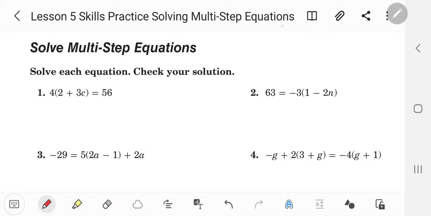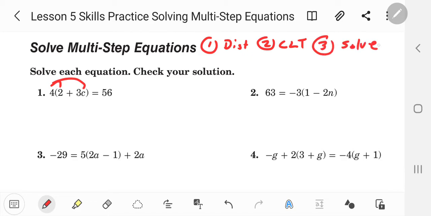All right, here we go. So the 6 problems, and then you can take, I'm going to be fast, and then you can take the mini test, okay? Here we go. We're going to distribute first, all right? So we can write this. Distribute, combine like terms, solve, all right? And that's what we're going to be doing for all these, if those steps are necessary.